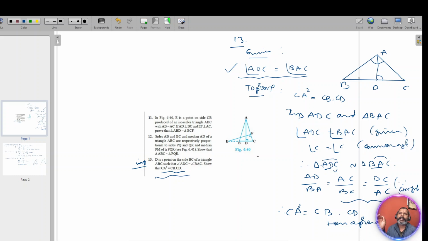You check out ADC and BAC, C comes common. Then you pick the ratios, all three ratios. Don't try to write what is required only. We cannot write that quickly unless you have practice. So once you write three ratios, pick the two ratios so that you get the required condition. Okay. This completes the 13th one, and the 13th one is very important.